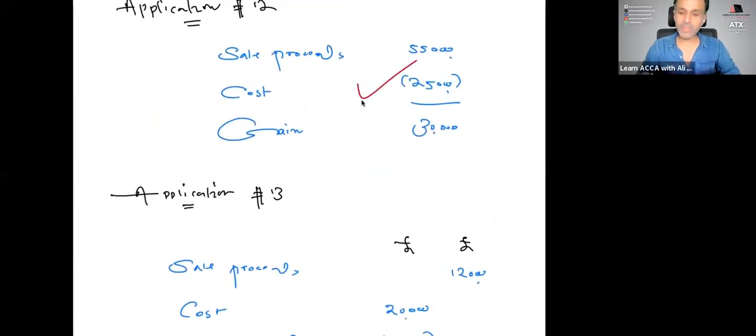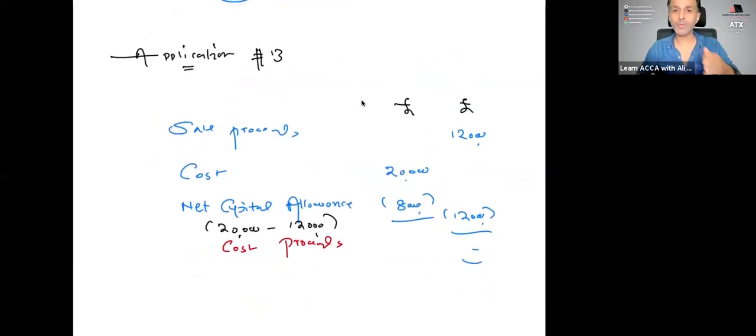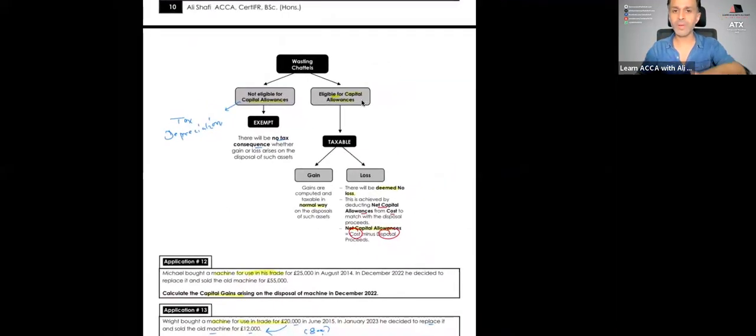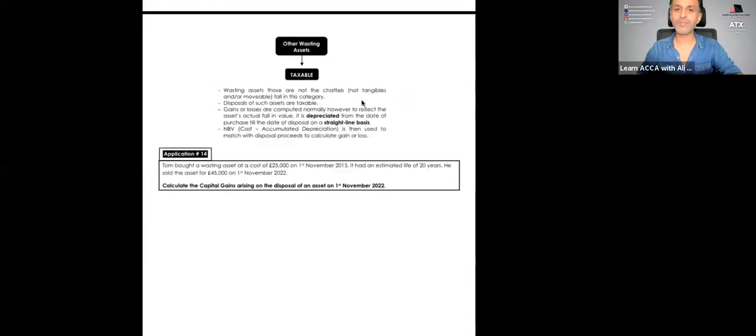That is the process you should remember when there is a wasting chattel. Gain will be worked normally as above, but the losses will be deemed to be no loss. And how you have to achieve that process of deeming, I have been able to illustrate, and that's been written above. The gains are computed and taxable just in a normal way. But there'll be a deemed no loss. And this is how it will be achieved, deducting the net capital allowances from the cost, where the net capital allowances equal the cost of an asset minus the disposal proceeds. To the point, a small little explanation, we have it on the way, and we are completing it by moving forward.